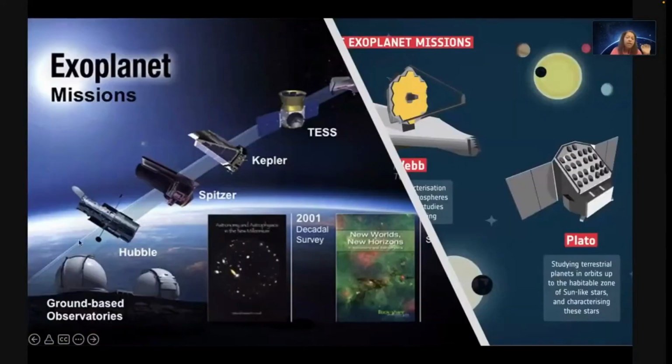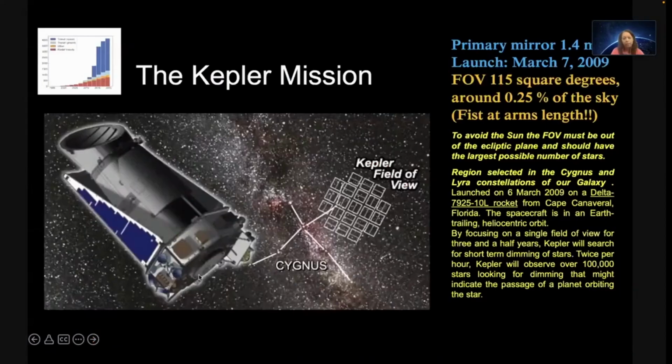There have been various exoplanet missions. In a way, Hubble and Spitzer also have been used for looking for exoplanets, but Kepler and TESS are dedicated missions specifically meant for exoplanets. The James Webb Telescope, as well as Plato, is also going to look for exoplanets, other than the other programs which they actually have. So the Kepler mission basically looks at a particular field of view of the sky and actually looks for variations around it.